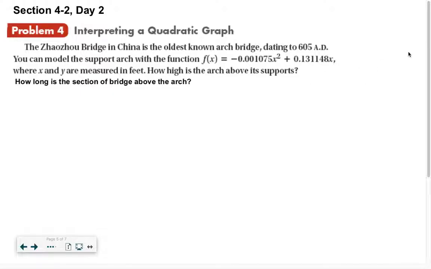Okay. So like I said, pretty much just word problems of what we did yesterday. Make your notes out. Grab your notes. We got a bridge in China.